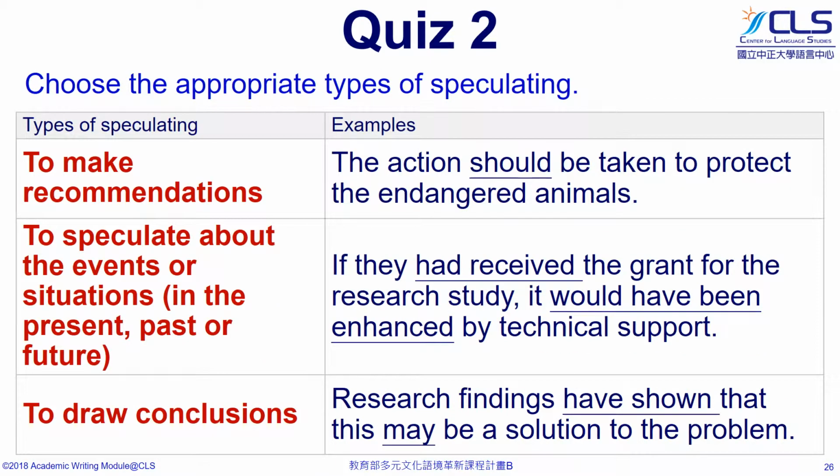Here are the answers. As can be seen from the first sentence, the modal verb should is used to make a recommendation. It is a strong suggestion. In the second sentence, the past perfect tense had received is used in the if clause, while would have and the past participle been are used in the main clause to speculate about a past hypothetical situation. And in the third sentence, the modal verb may is used to draw the conclusion based on the research findings.